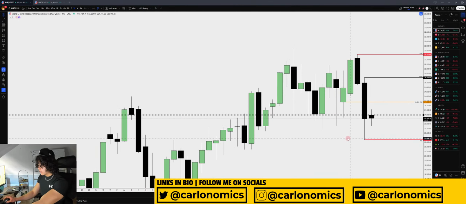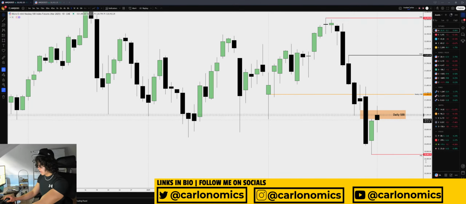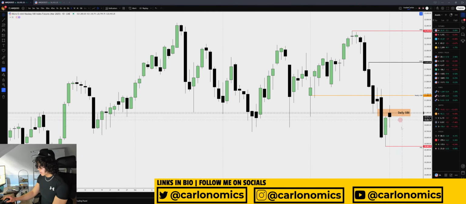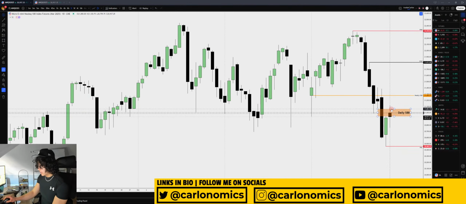So this is the weekly, daily time frame. So daily time frame, we have this daily SIBI. We're looking to see if this candle wants to respect this PD array. If not, then we'll probably just end the day with a closure above this daily SIBI.